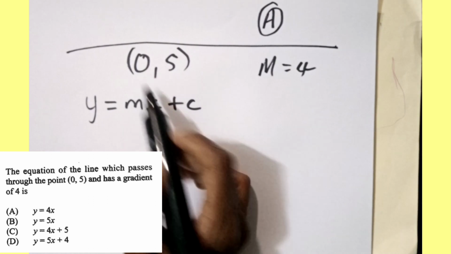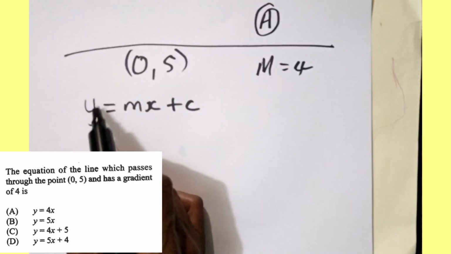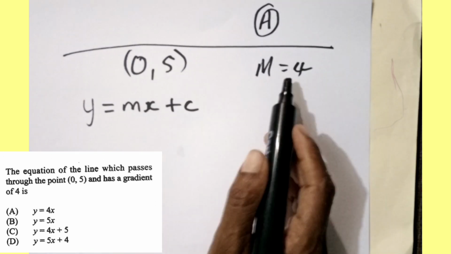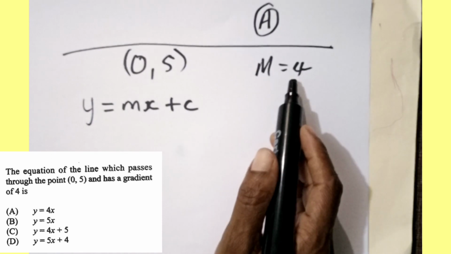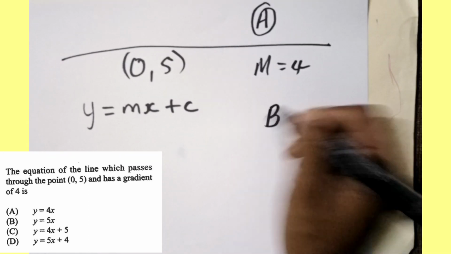So say you put in 0, you have to put 0 where x is, of course, and then the 5 where y is in these equations. Now look at A. A has a gradient of 4. Good? Yes.